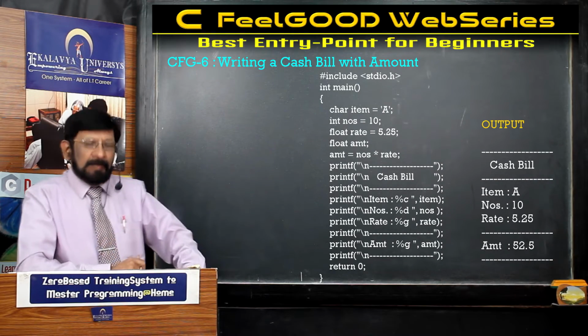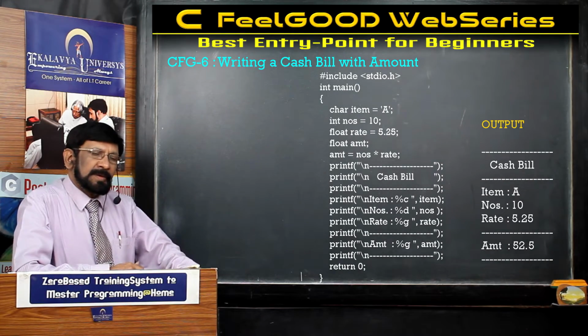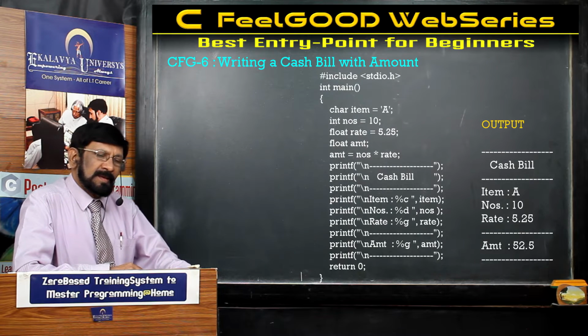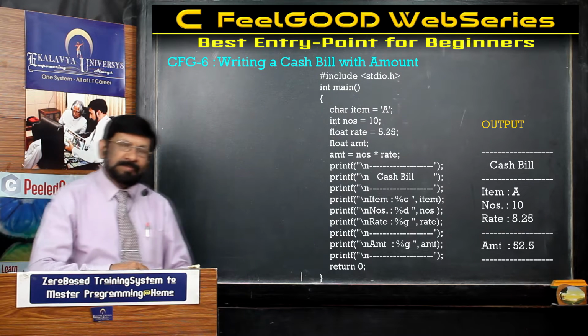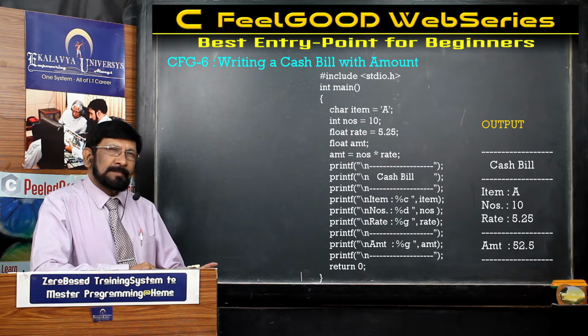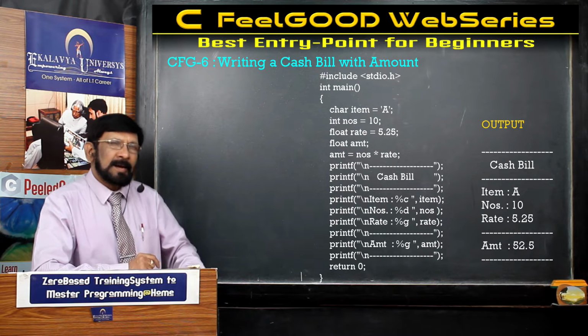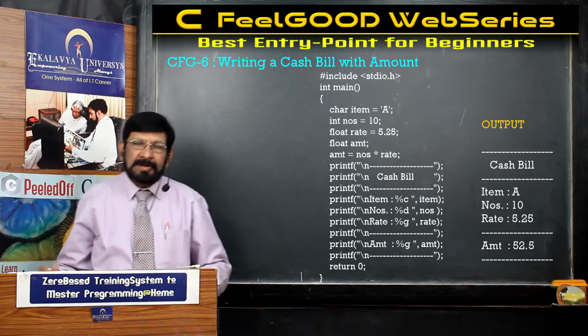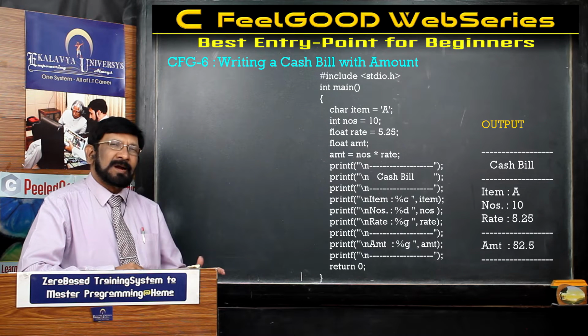Hi friends, now let us take up the sixth program in our CFG series. This is also a cash bill with amount. In the previous program, I told you that it is a simple cash bill. Just for the sake of a model I have given it, it is not a complete cash bill. Why is it not complete? In that, the amount is not there.